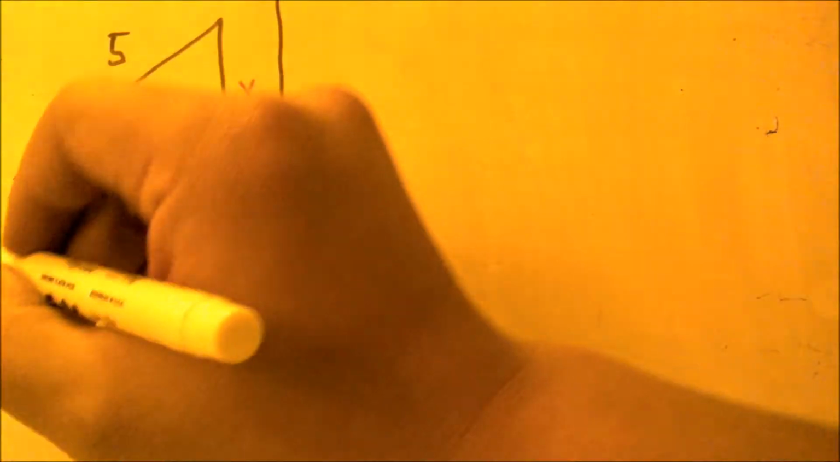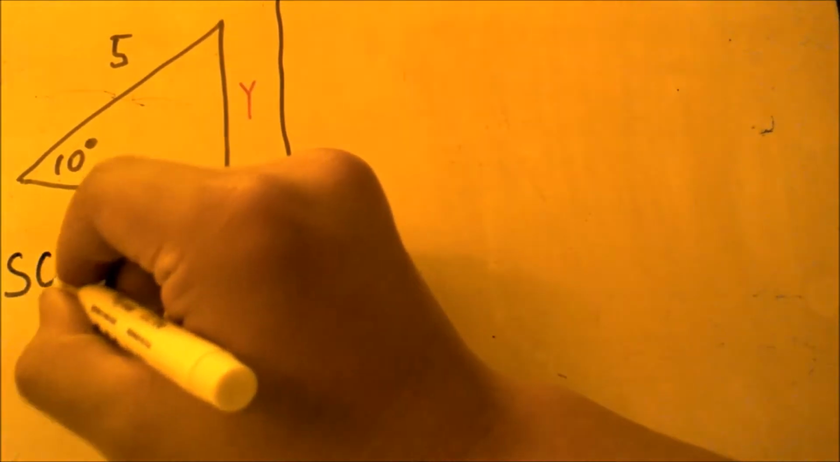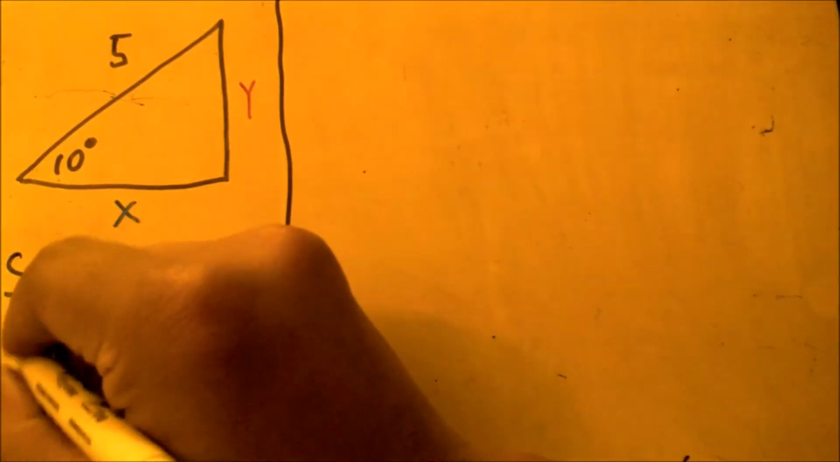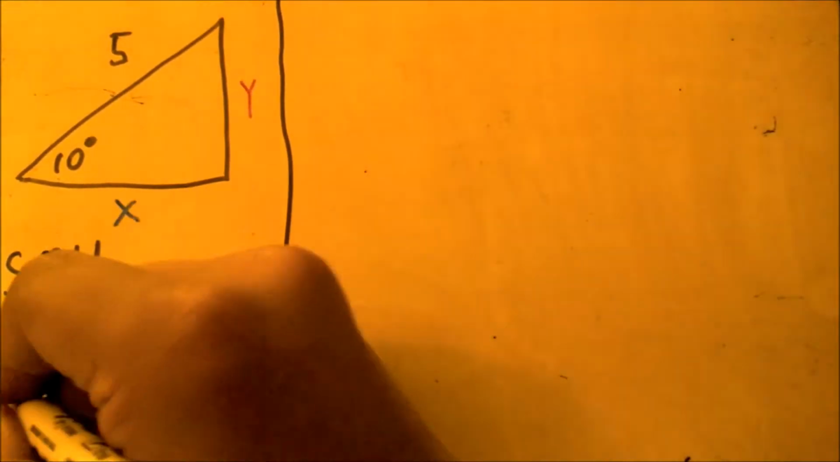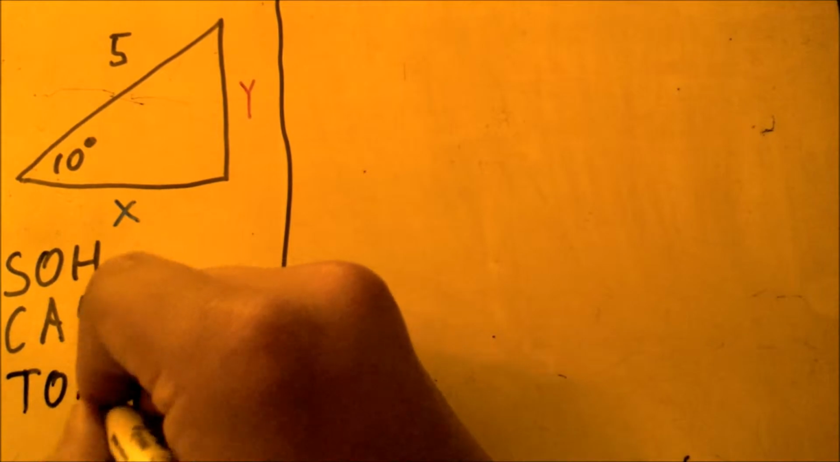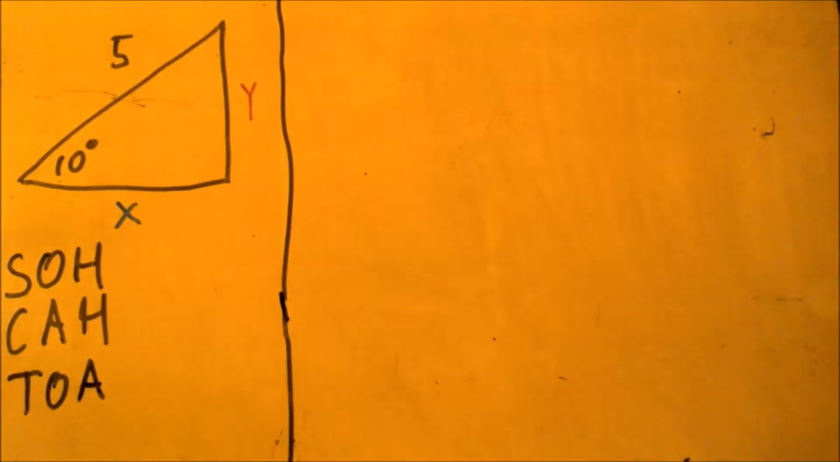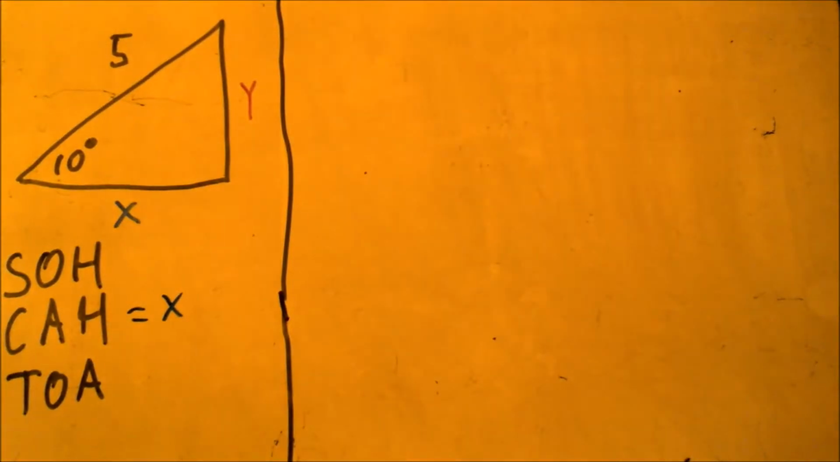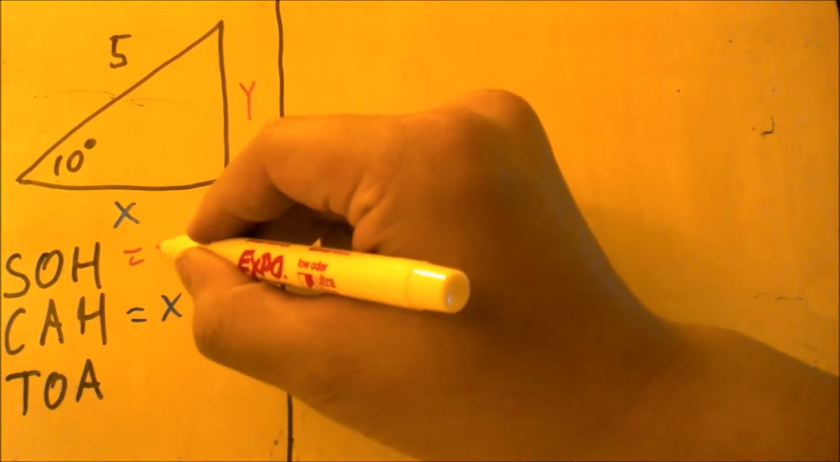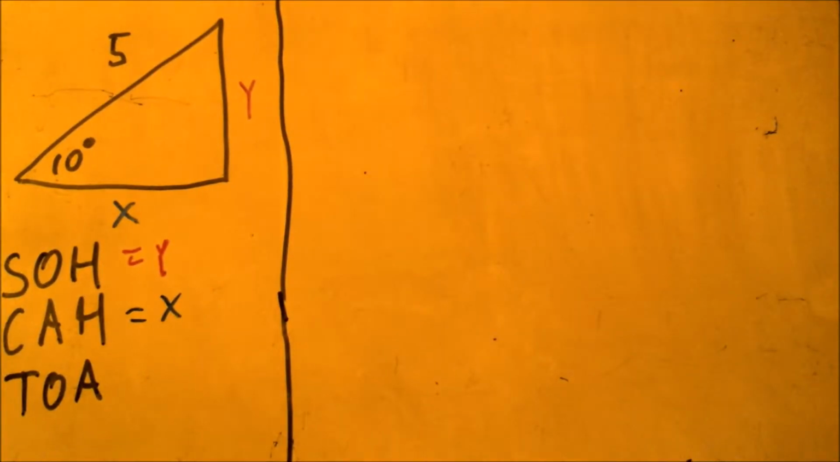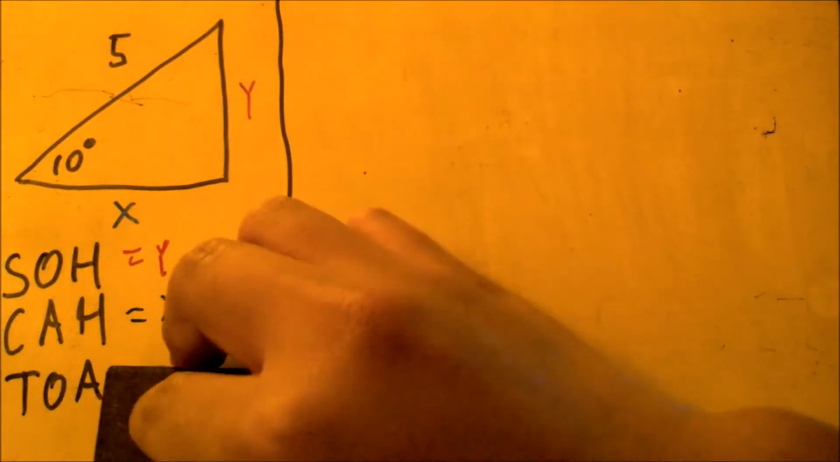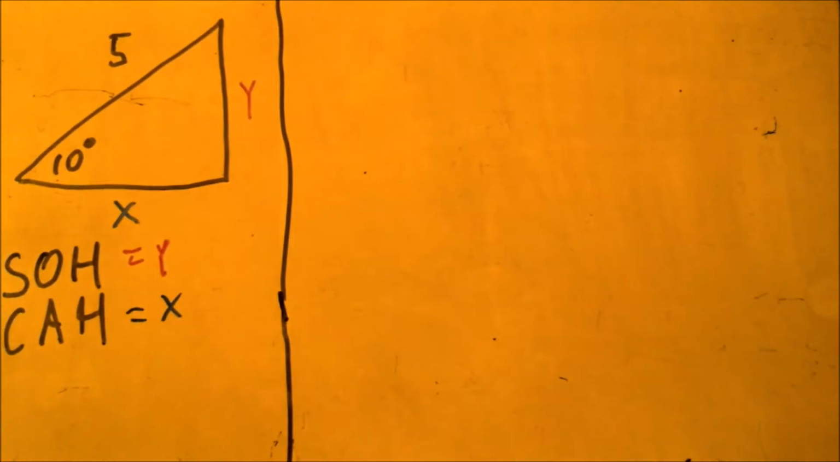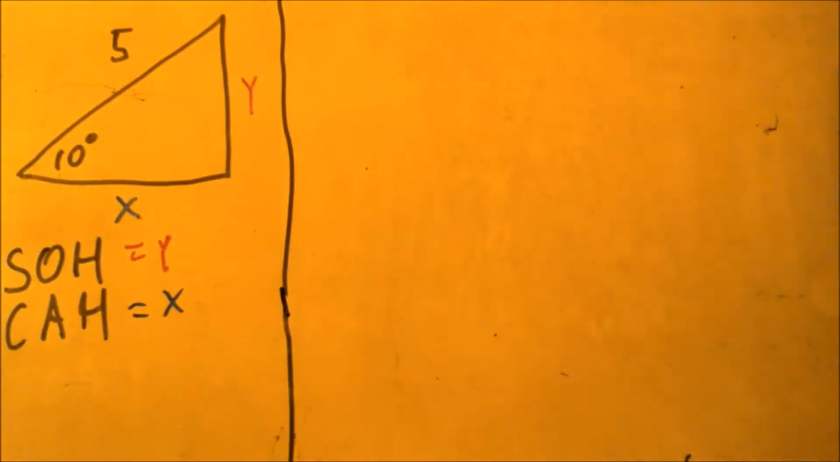We're going to use our good friend SOHCAHTOA to find out what to do. So CAH is going to equal to x. SOH is going to equal to y. And we don't really need TOA right now. So get rid of that. Okay, let's start off with the x.